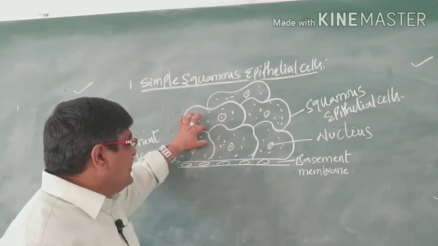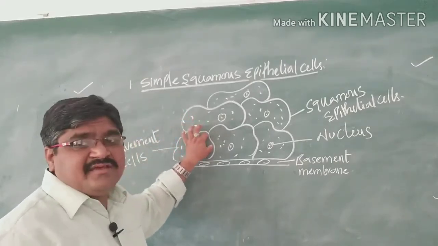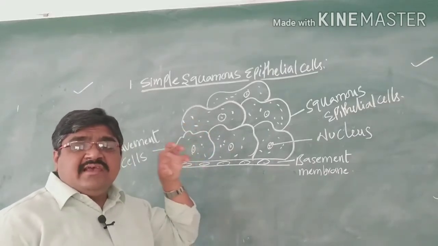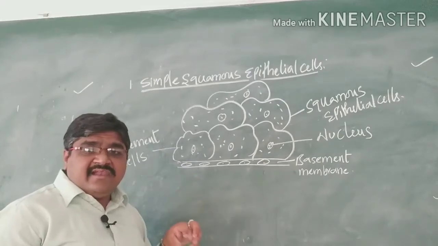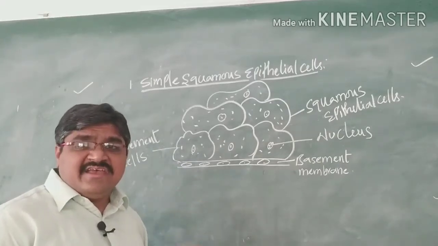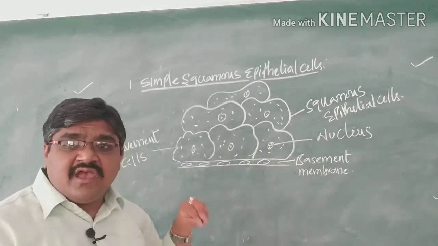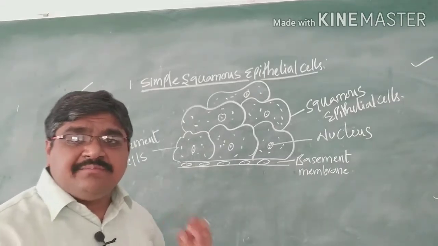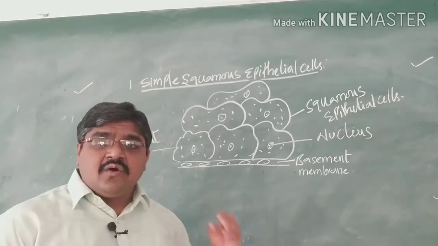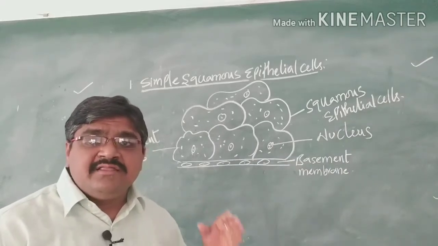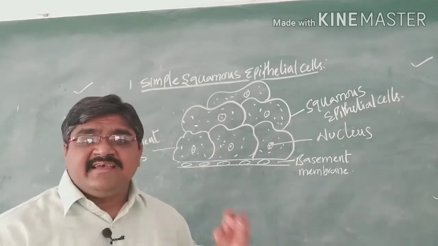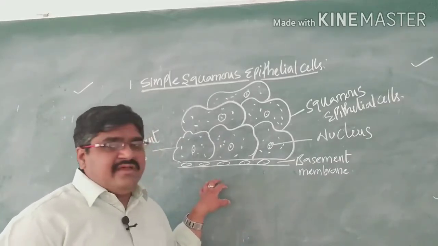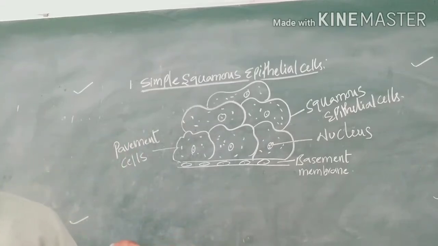That means irregular thin edges are present, with a centrally placed nucleus, and irregularly shaped cells arranged like tiles of a floor. So these squamous epithelial cells are also called pavement epithelial cells. Where are these present?